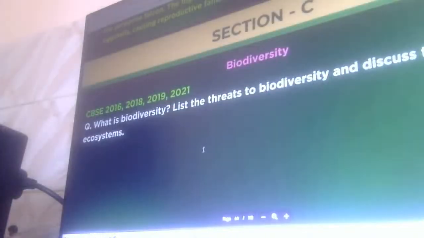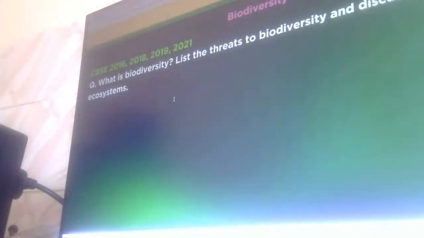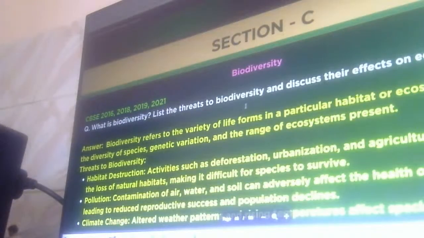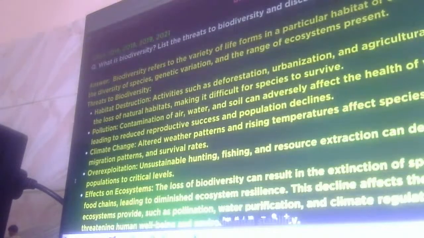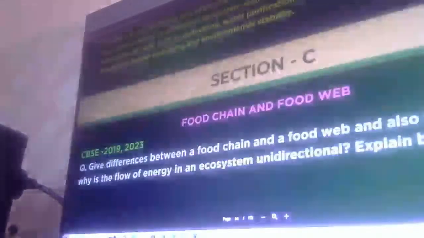Okay, biodiversity. This is a geography chapter question, but from the second chapter, biodiversity. It is the interlinking of habitat, ecosystem, diversity of species, genetic variation. Threats: destruction, climate change, overexploitation. This is just like a normal general knowledge type of question.